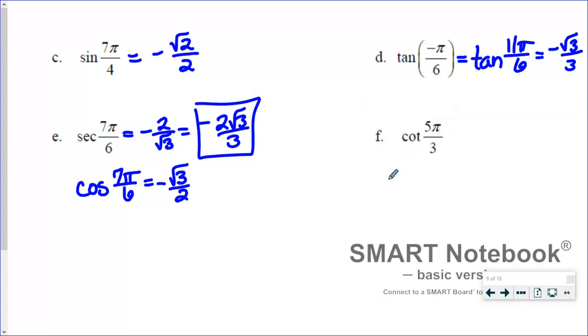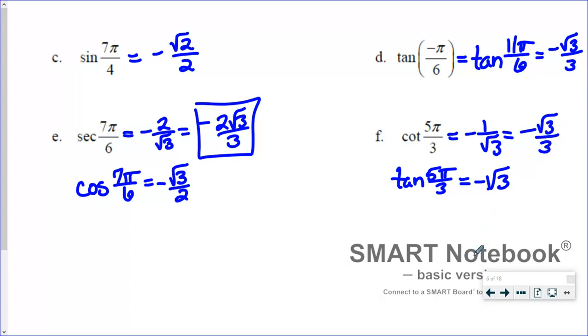All right, cotangent, we kind of do the same thing. We say, okay, well, cotangent isn't on our unit circle, but tangent is. So what is tangent of 5 pi over 3? Tangent of 5 pi over 3 is negative the square root of 3. So this would equal negative 1 over the square root of 3, which when rationalized is negative square root of 3 over 3.